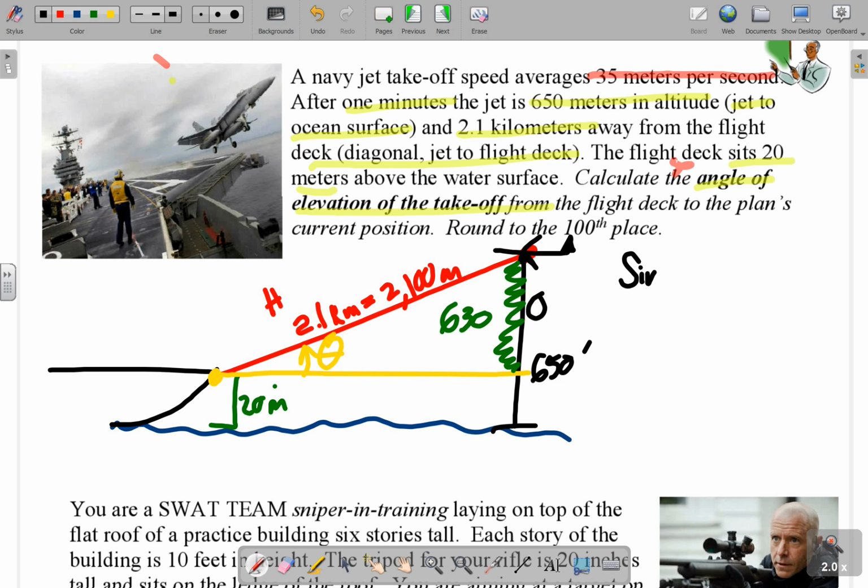So you should have done inverse sine, opposite, 630, over the hypotenuse, 2,100. Check your units, the fact that they are the same. And you should be getting approximately 17.46 degrees angle of elevation.